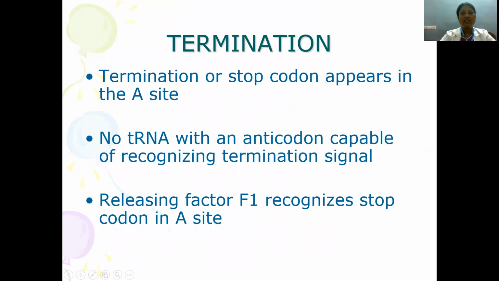The third and final step of translation is termination. Termination happens when a stop codon appears in the A site. So no tRNA with an anticodon will be available for recognizing the termination signal. So the releasing factor RF1 will recognize the stop codon in the A site.